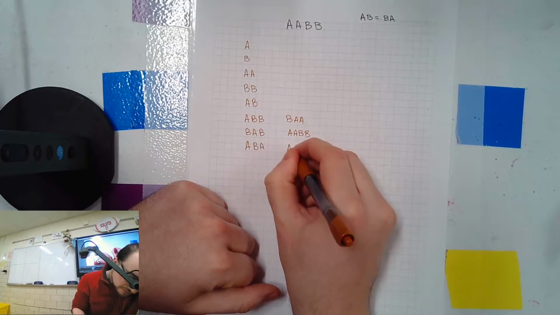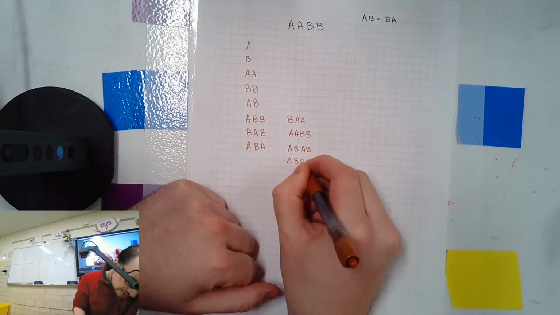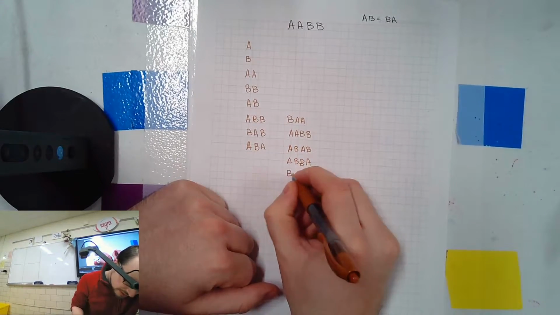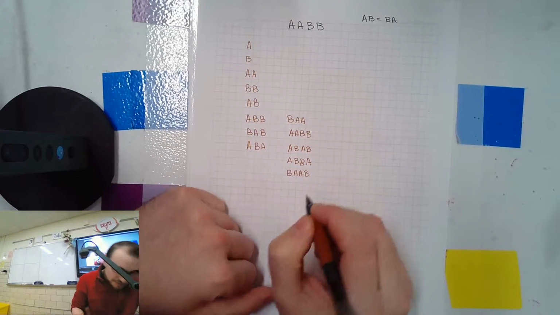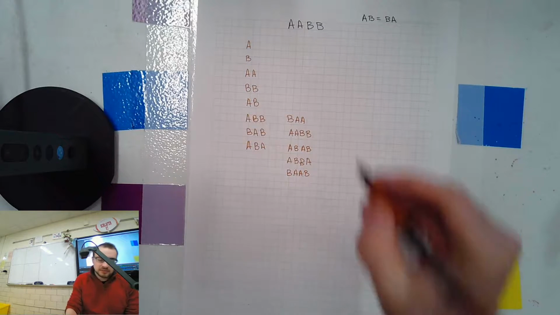ABAB. ABBA. And BAAB. Anybody get any that aren't on here? No? You got 13.